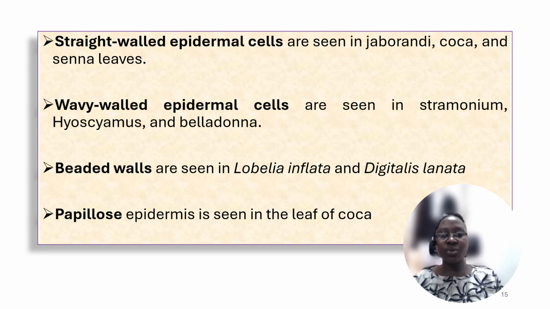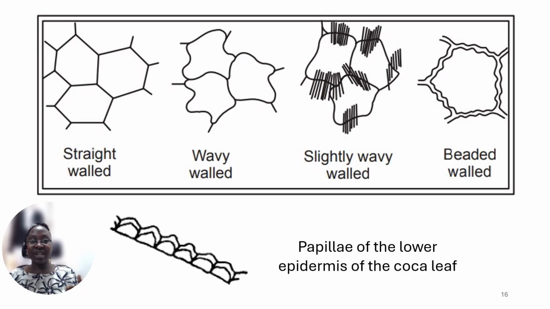So we have straight-walled epidermal cells. These are seen in Jaborandi, Coca, and Senna leaves. Please go and read more about this. We have wavy-walled epidermal cells, which are seen in Stramonium, Hyoscyamus, and Belladonna. We have beaded walls that are seen in Lobelia inflata and Digitalis lanata. We have papillose epidermis, which is seen in the leaf of coca. So please go and read around this.